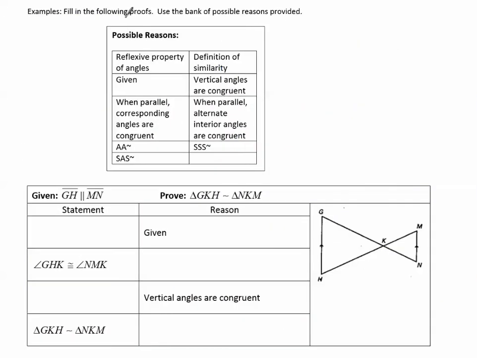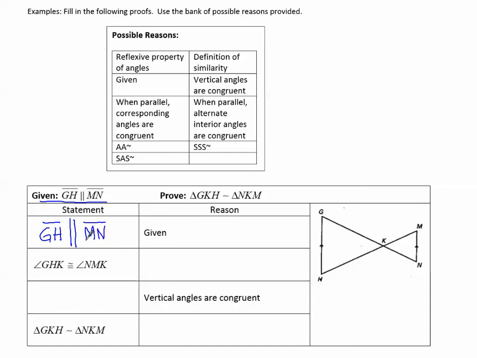Examples. Fill in the following proofs. Use the bank of possible reasons provided. So here are some possible reasons. Notice we have our three similarity postulates or theorems. We have our given, and then we have some of the other things that we just talked about. Of course, the first thing is usually given. So we look at what's given, and it says GH is parallel to MN.